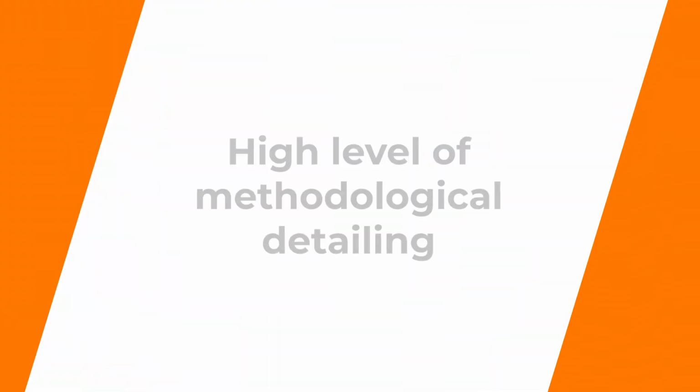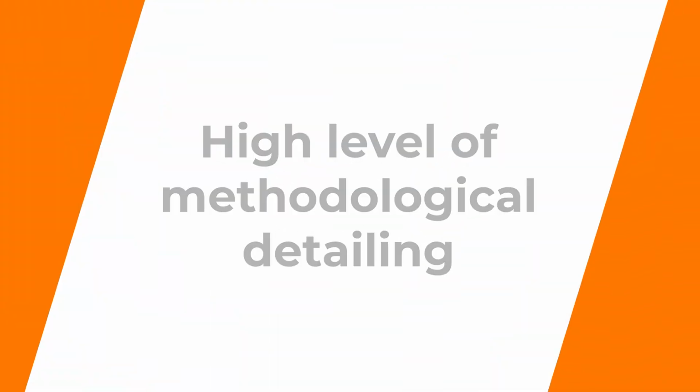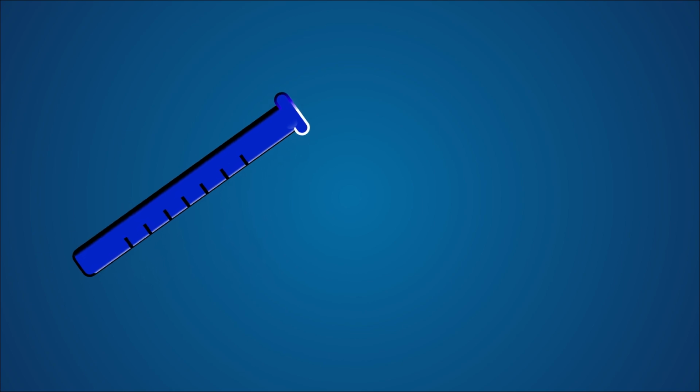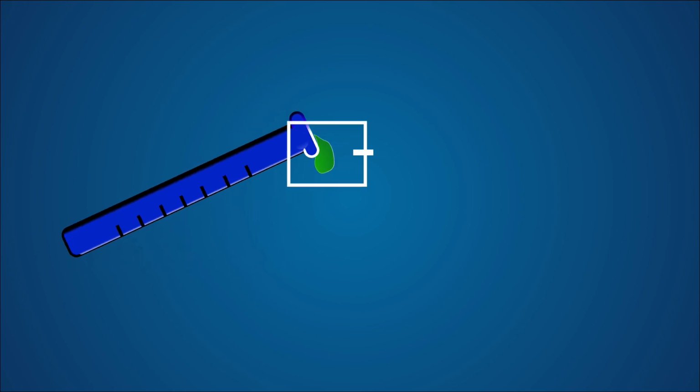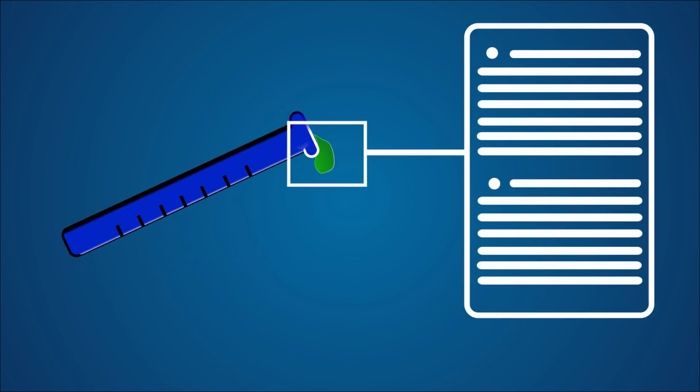Second, high level of methodological detailing. In your articles, describe in detail every step taken during the research so that other researchers can replicate the experiment. For example, if you are conducting an experiment with a certain reagent, specify not only the name, but also the manufacturer, exact concentration, and method of application.